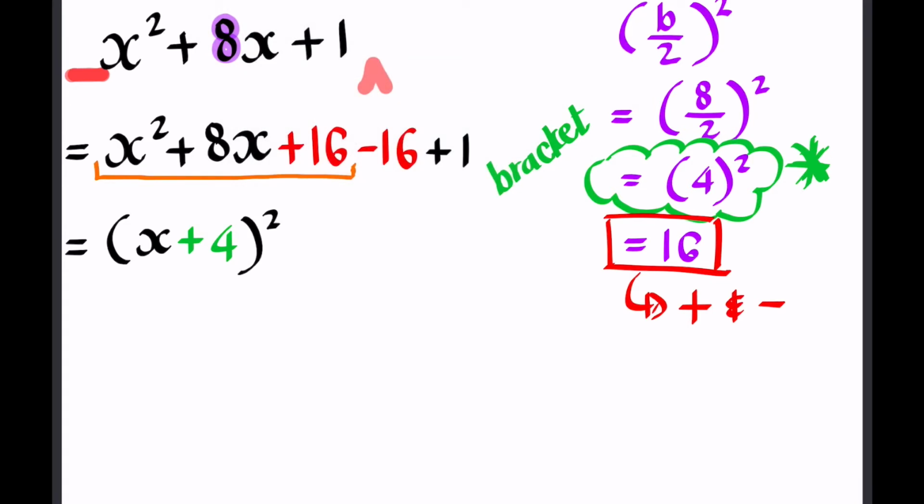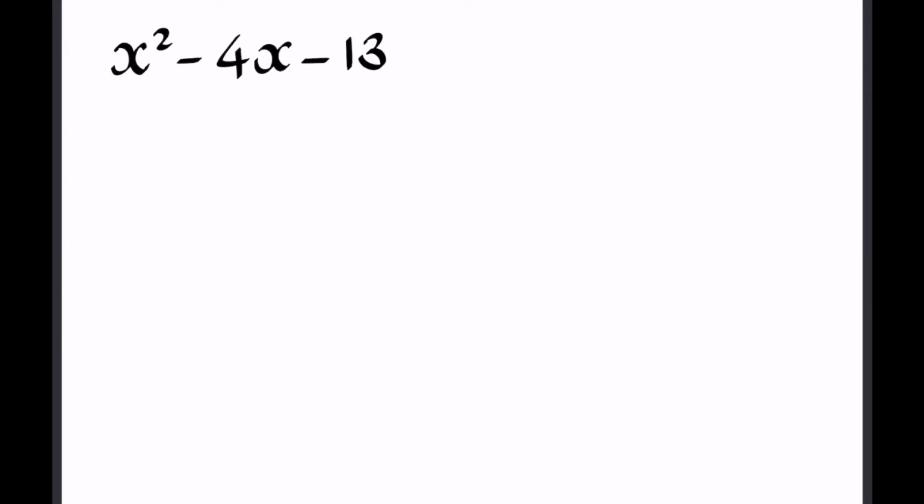And now I'm going to finish off this minus 16 plus 1, and minus 16 plus 1 is negative 15. So what I've said now is that x squared plus 8x plus 1 is the same as x plus 4 all squared minus 15. So I've taken it from the form ax squared plus bx plus c, and I've completed the square. In our next question, we have x squared minus 4x minus 13.